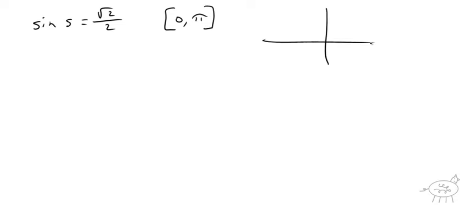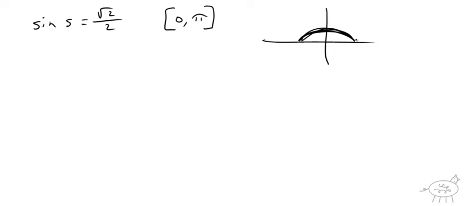And what about if I give you this? Sine of s equals root 2 over 2. Well, here's the deal. I'm going to give you a restriction: between 0 and pi. That means my values are going to be between 0 and pi, which means you're going to be between these two quadrants right here.